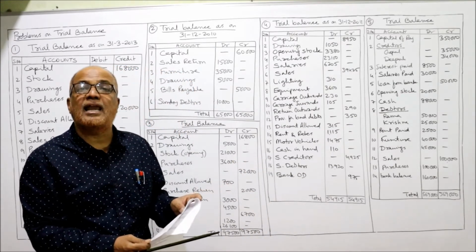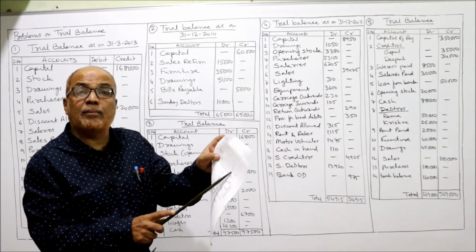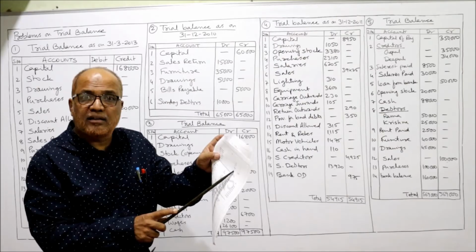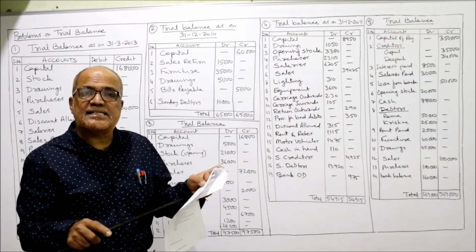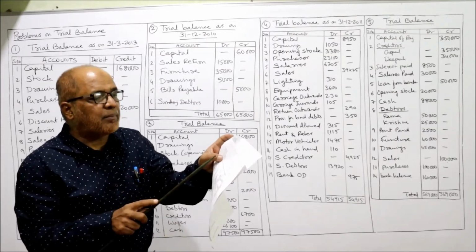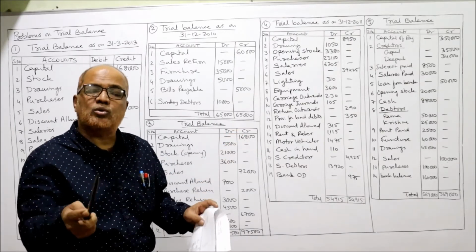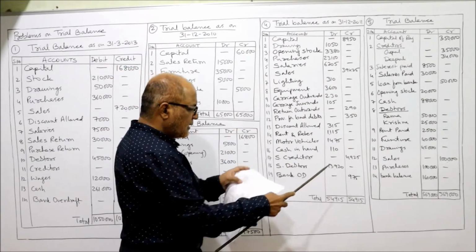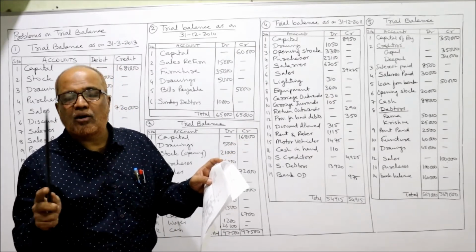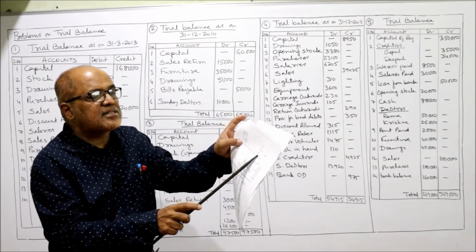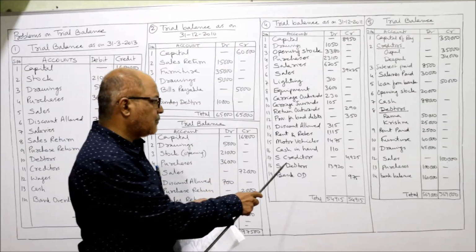Sundry creditors is a liability, a credit balance, and sundry creditors has been taken in the debit column, which is a mistake. You have to take it in the credit column, 4,925. And sundry debtors is an asset. It should show a debit balance, but by mistake it is taken in the credit column, 13,920. Wrong. 13,920 should be taken in the debit column. The last one, bank overdraft, is a liability. It should be taken in the credit column, but by mistake it is taken in the debit column, 975. Now we take 975 in the credit column.